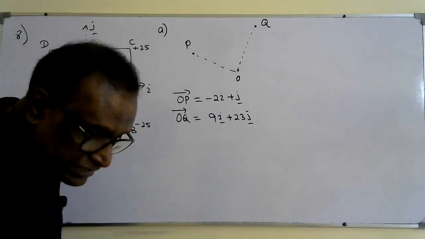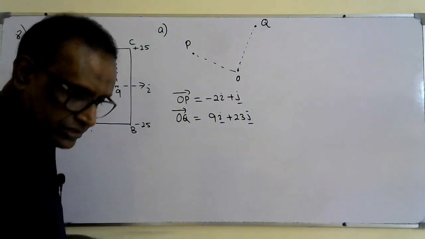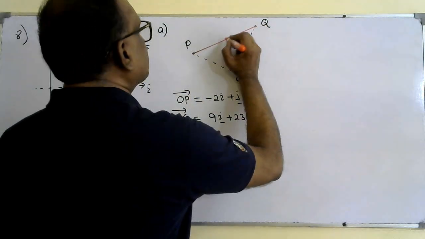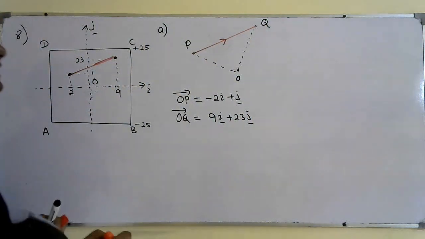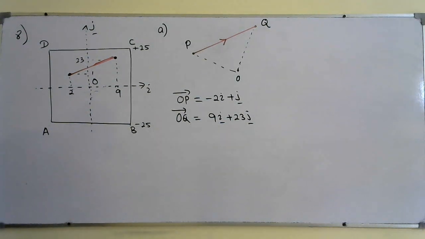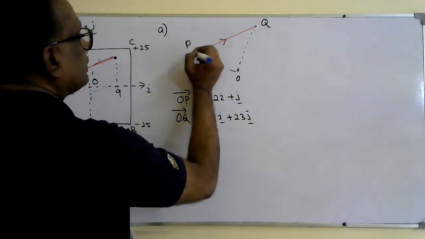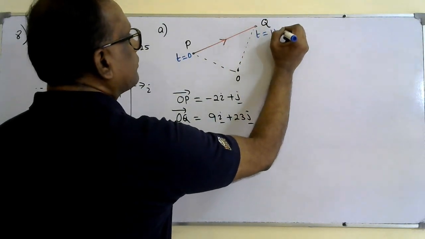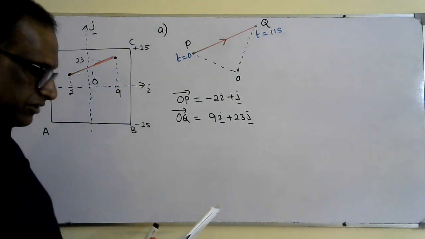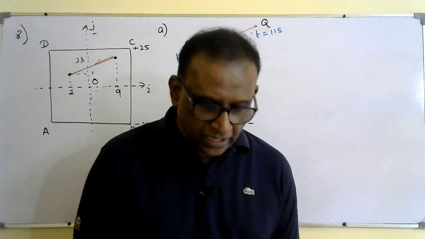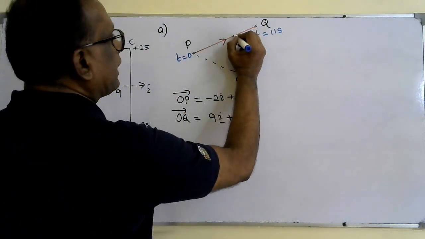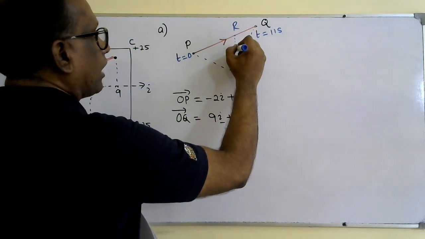So the displacement vector is along this line. PQ is the displacement vector. So initially when t equals 0, it was at P. When t equals 0, it was at this position, and when t equals 11 seconds, it is at Q. Okay, so the question is to find, in terms of t, i and j, the position vector R. So we need to find OR.